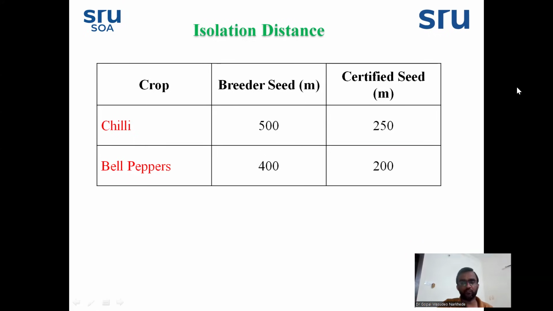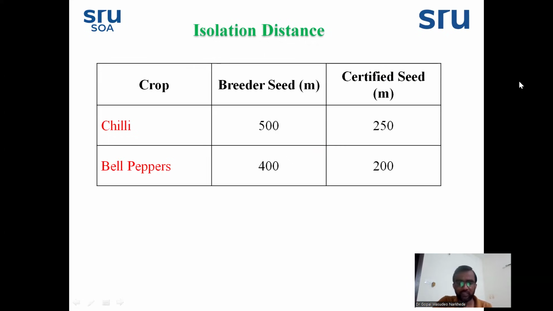As far as bell peppers are concerned, for breeder seed production, the isolation distance is 400 meters. And in case of certified seed production of bell peppers, you have to maintain 200 meters.